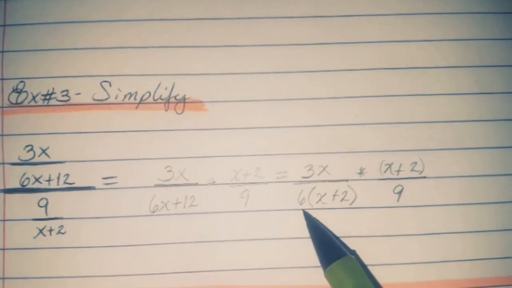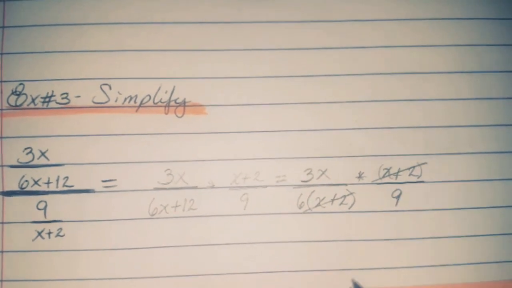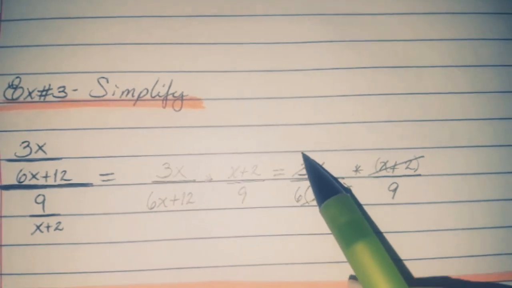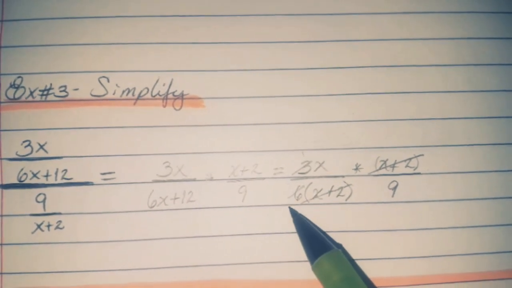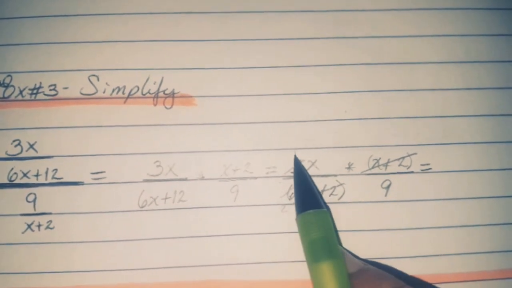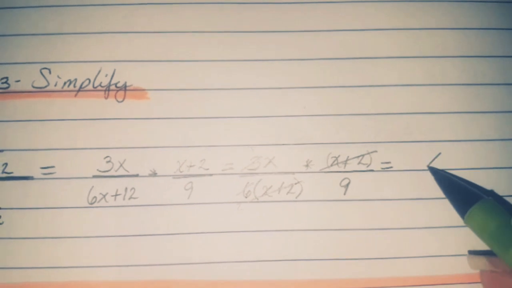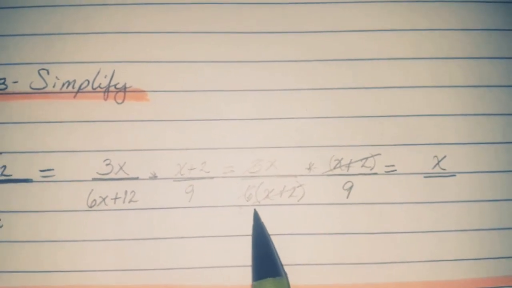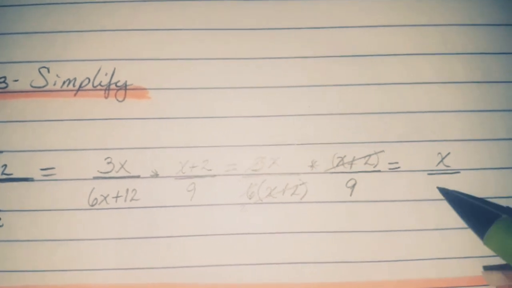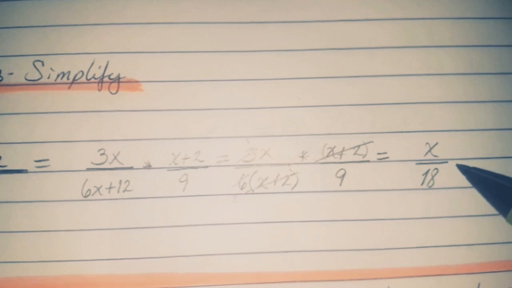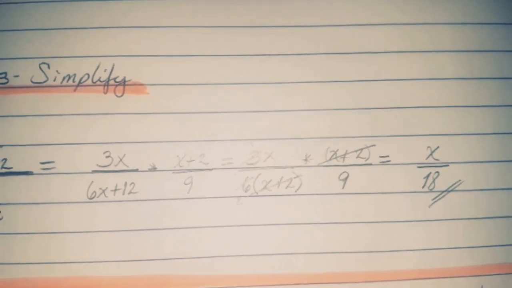So let's cancel. Parenthesis with parenthesis. Let's cancel these two. Divided by 3, 1. Divided by 3, 2. What do we have on the top? 1 times x. And what do we have in the denominator? 2 times 9, 18. Since we cannot simplify any further, then that's it.